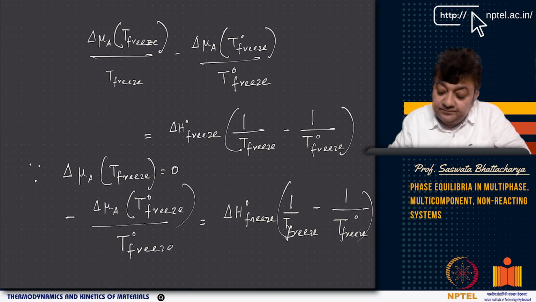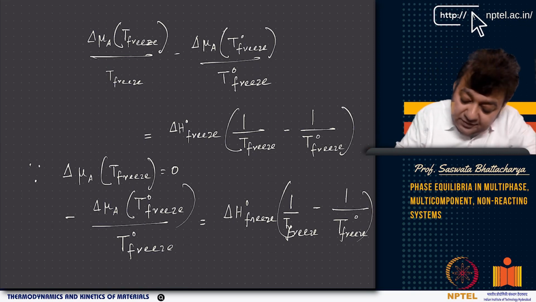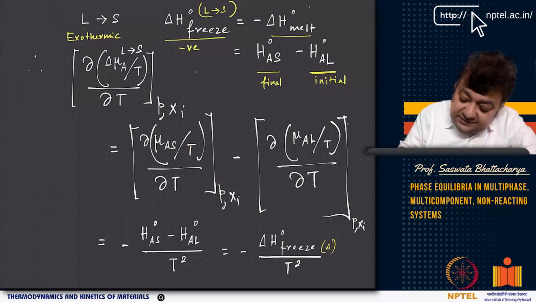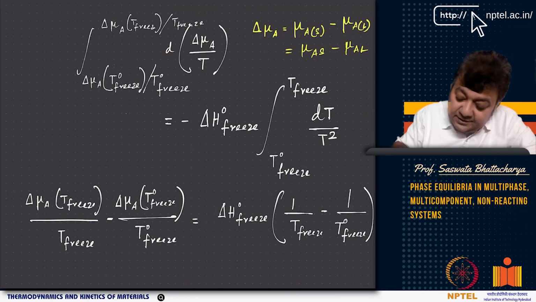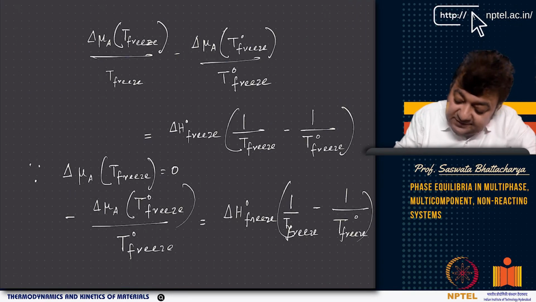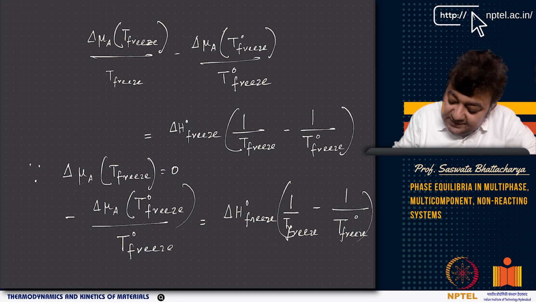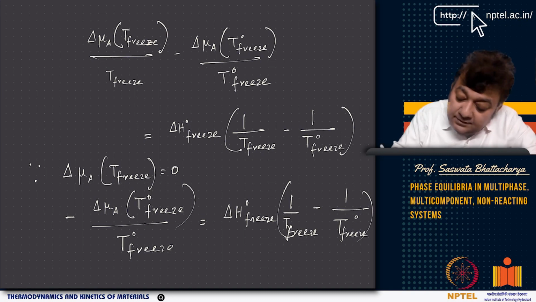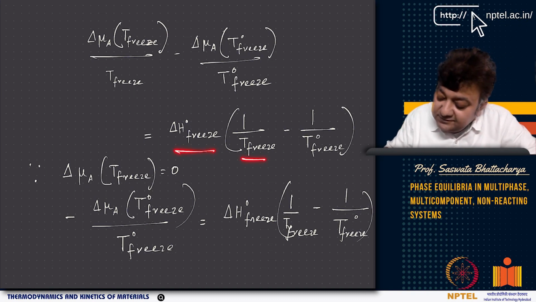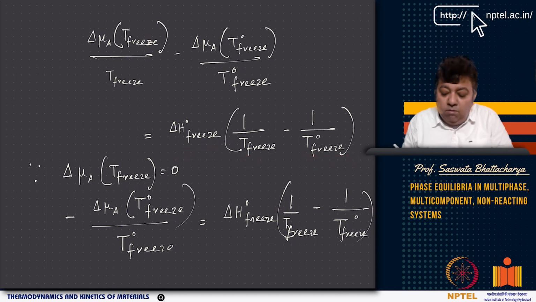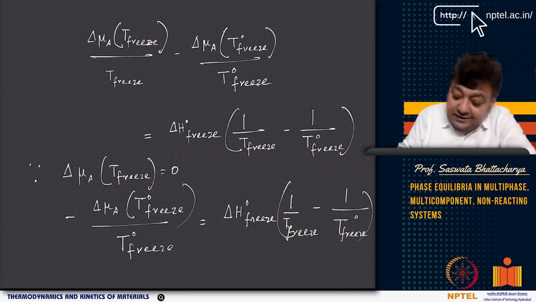Okay, now, so you have delta mu at T freeze by T freeze, right? You are looking at this, right? So delta mu at T freeze by T freeze minus delta mu at T0 freeze by T0 freeze is basically delta H0 freeze times 1 by T freeze minus 1 by T0 freeze.